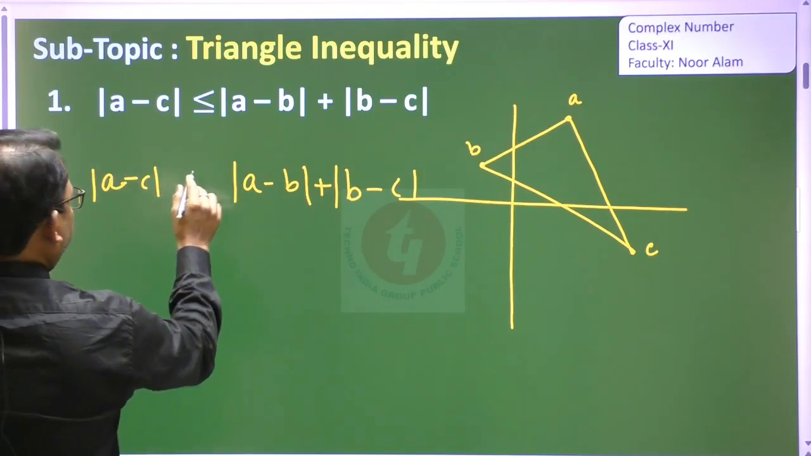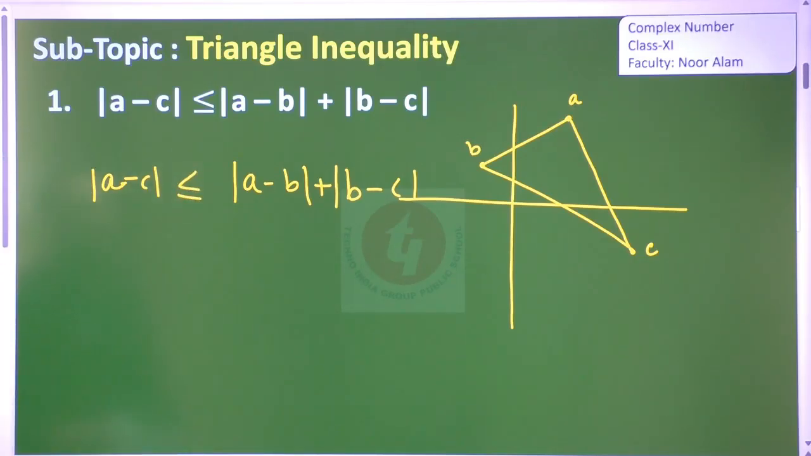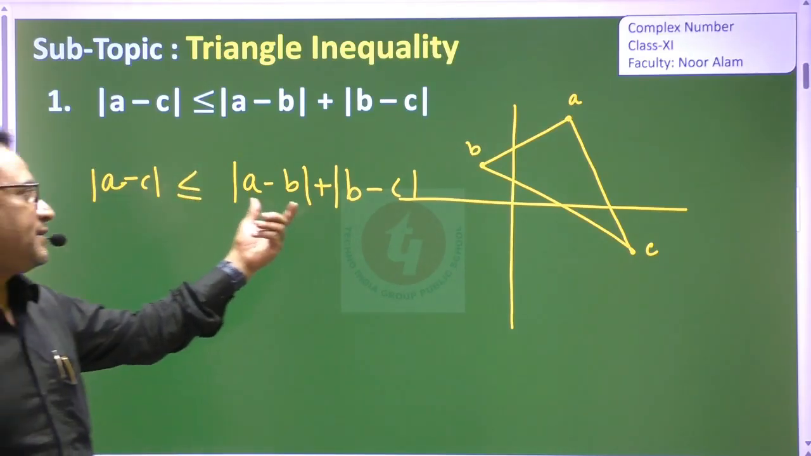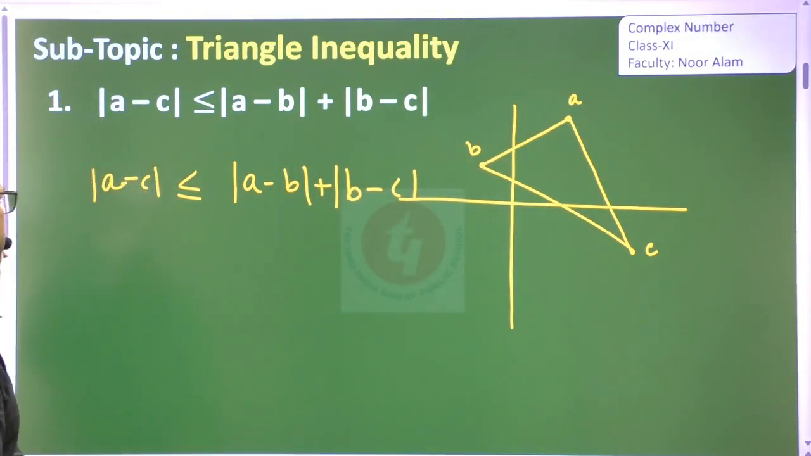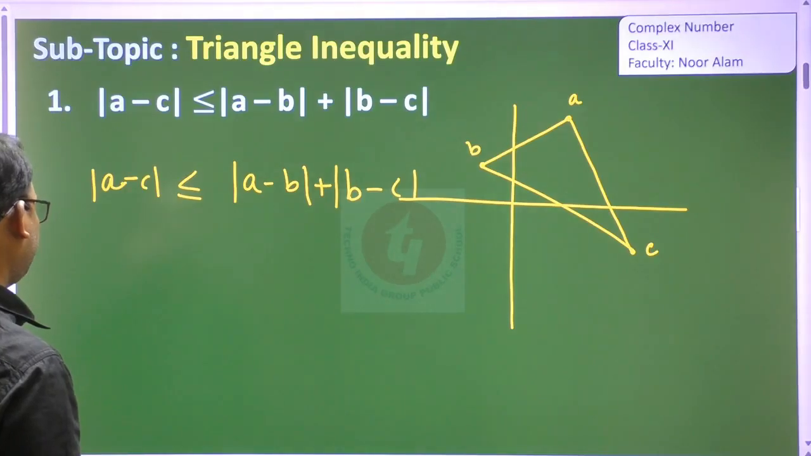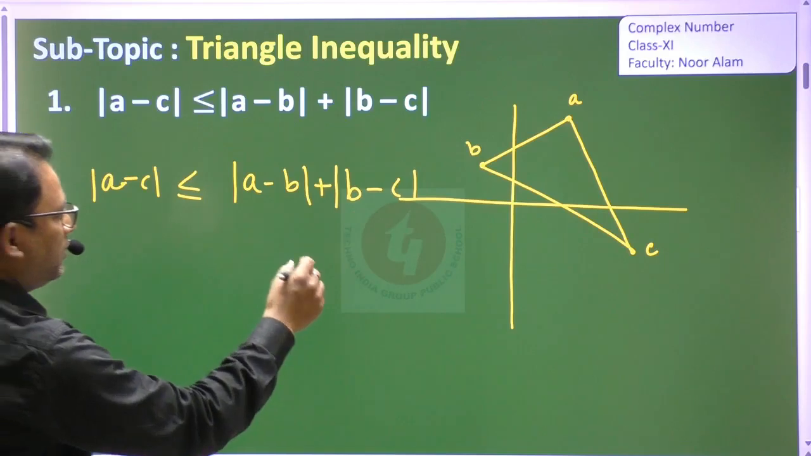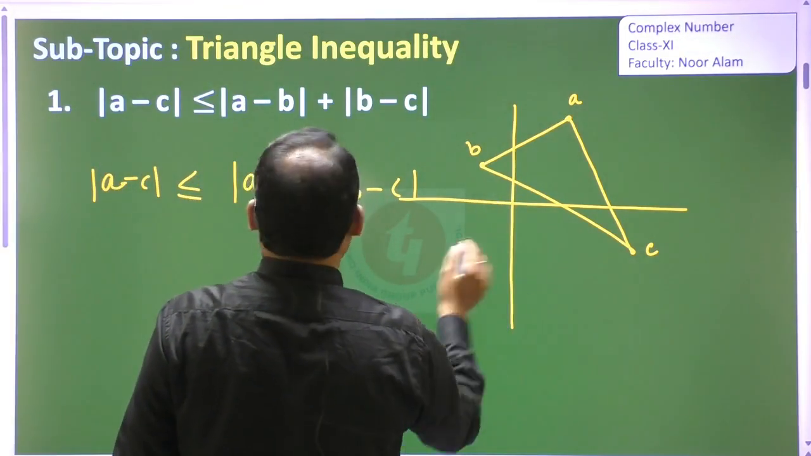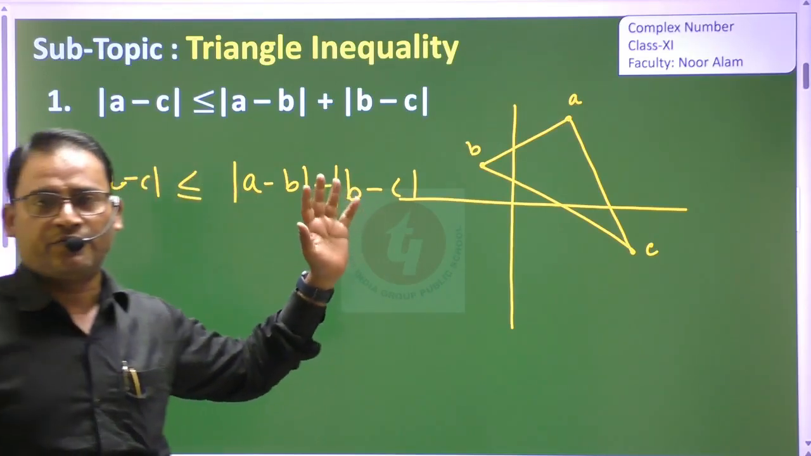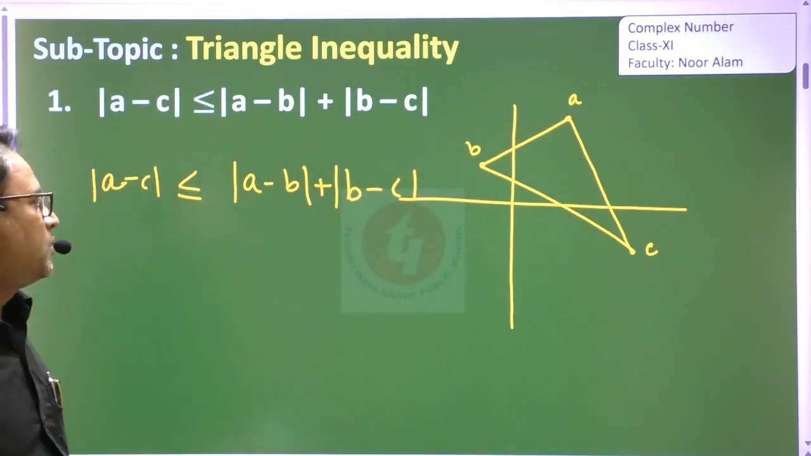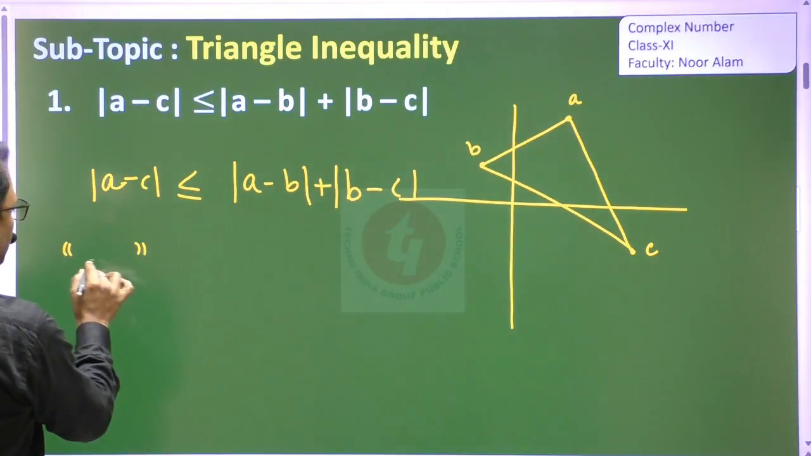Okay. So this will be less than or equal to this one. So the third side length is always less than or equal to the sum of the other two sides. Okay now? Sum of the two sides of the triangle. So now in this formula, you observe that there is an equal to sign also. So in which cases do we have the equal to sign? Let us explain where we have this equal to sign.